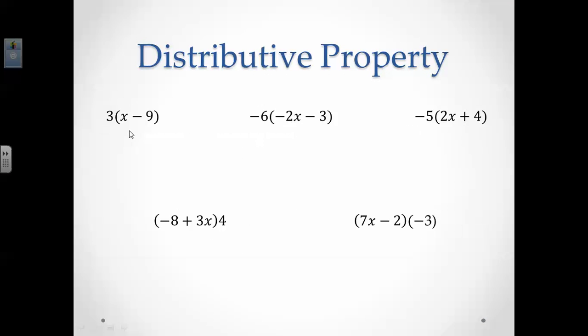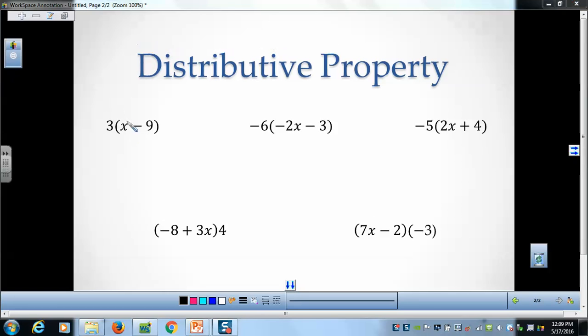Now we're going to get a variable involved. So notice we have 3 times something again. Well, we have this variable x and then we have subtraction 9. It doesn't change the idea that this is some number, it's just broken into 2 pieces. And so we have to distribute this 3 to both of those pieces.